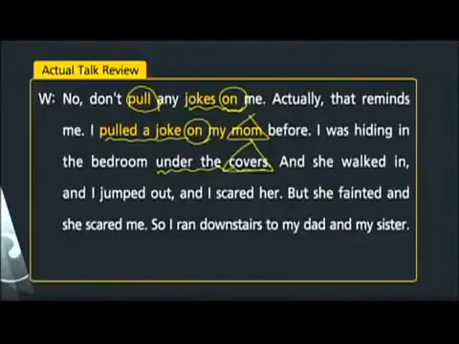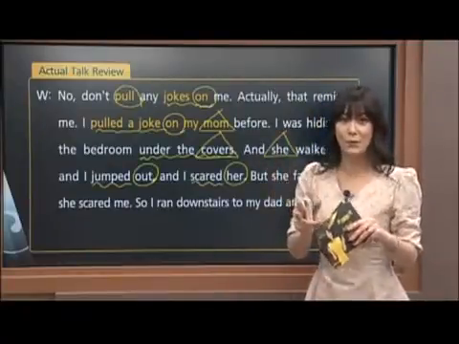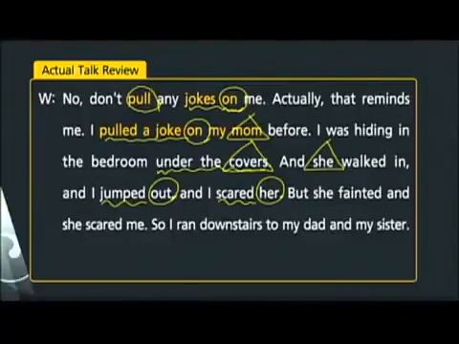And she says, and she walked in. She, meaning Rachel's mother. She walked in and I jumped out from under the covers and I scared her, okay? So she was hiding under the covers until her mom walked in and she jumped out and said, boo, and she scared her mom. So she says, but she fainted. Okay, she lost consciousness. She fainted and she scared me.